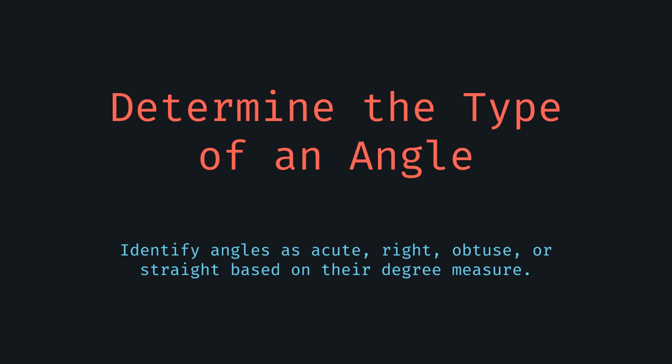Welcome to this tutorial. Today, we will learn how to write a JavaScript program to determine the type of an angle based on its degree measure. You'll discover how to classify angles as acute, right, obtuse, or straight.